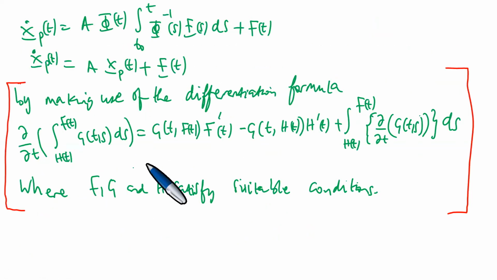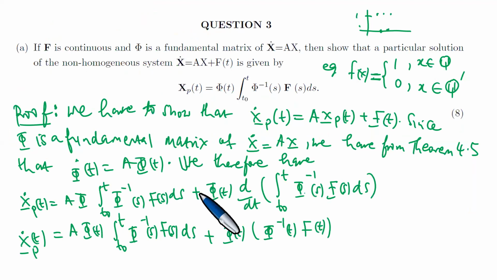By making use of this differentiation formula, if you have a multivariable function, it expands to this. That is the general formula where f, g, and h satisfy suitable conditions. It is what has been used in this case to achieve this. We can spend some time to verify how that formula has been used. But in the end, what we're getting is this, and this expression is equal to phi inverse of t times f.